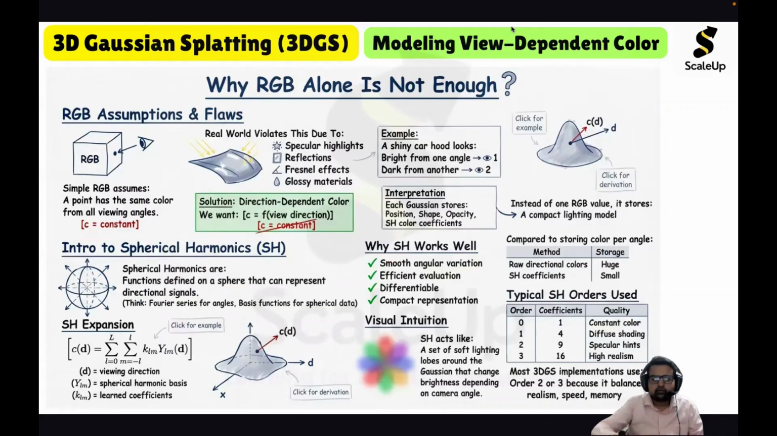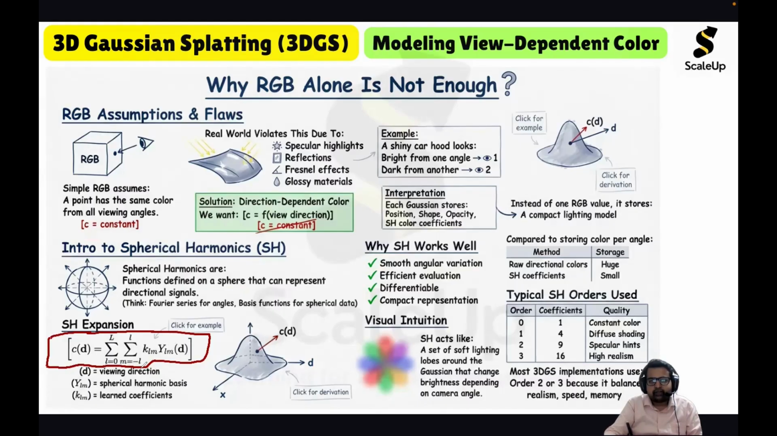Now let us understand this formula. Here, C of d is the direction dependent color and d is the direction. There is a double summation, which we will understand very soon, and we have something like k, lm and Y, lm of d. Let us try to decode how it works.